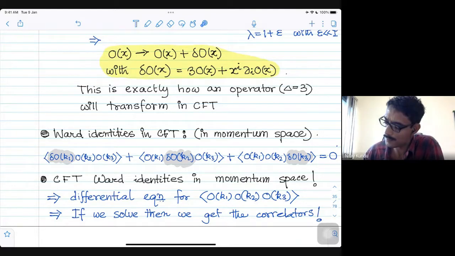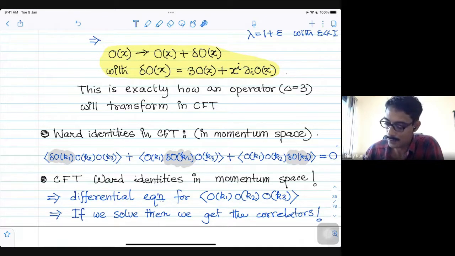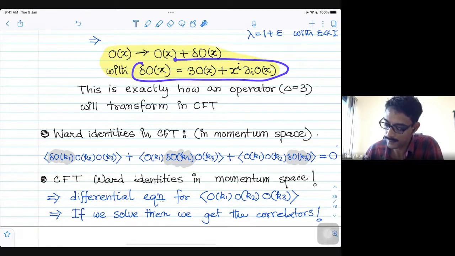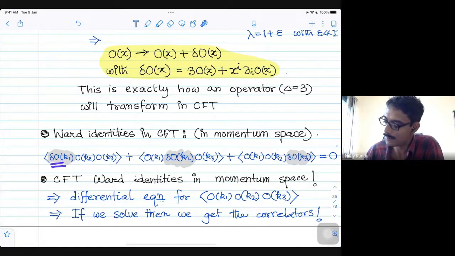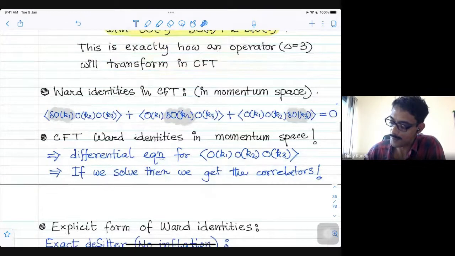So the Ward identities will be something like this, where I have an O three-point function. The delta of O given by this will hit each of these O's and it should be 0. This is exactly the Ward identity of conformal field theory for the three-point function of primary operators in momentum space for the scaling transformation. And the CFT Ward identities in momentum space can be thought of as differential equations for these correlators. Then the question that we would ask is, can we solve them to get the correlators?